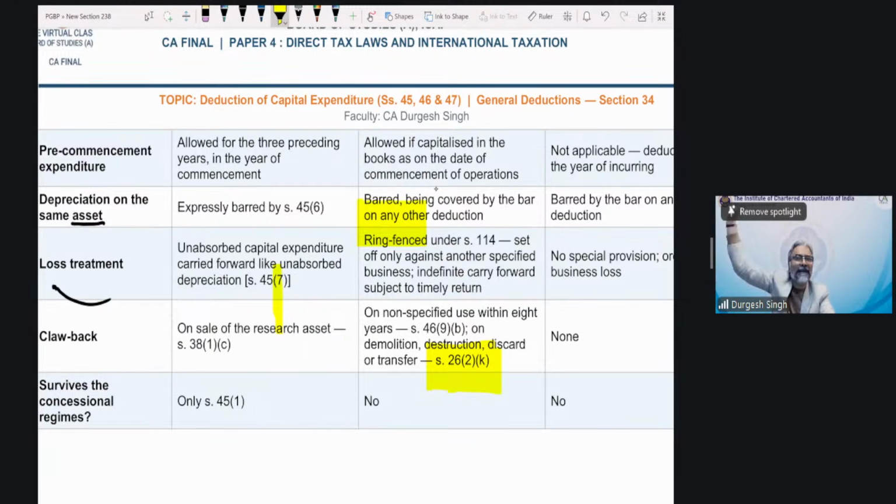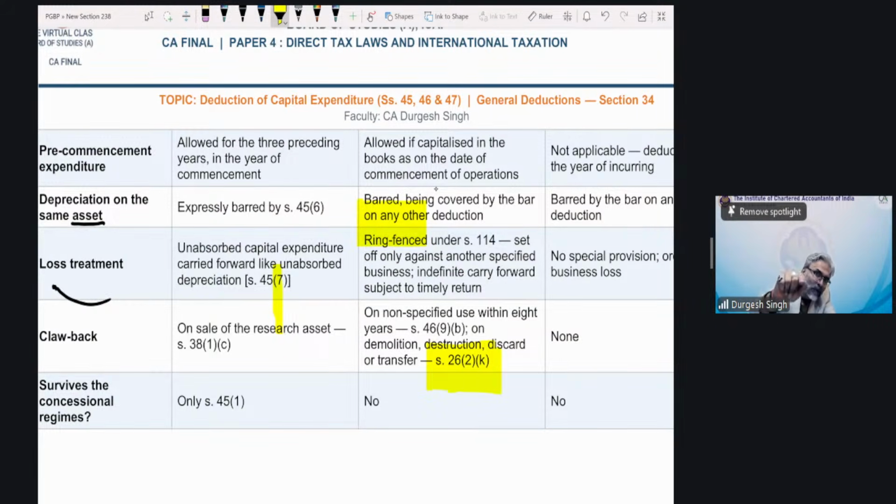So whatever money you have received in disposing it off, students, that will be chargeable under PGBP. The entire amount will be chargeable under PGBP. So whatever money you get on disposal, it is entirely charged under PGBP. This is what it is, and that is section 26(2).